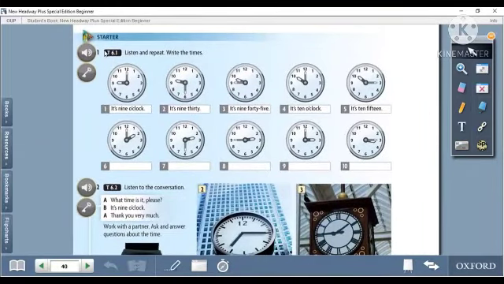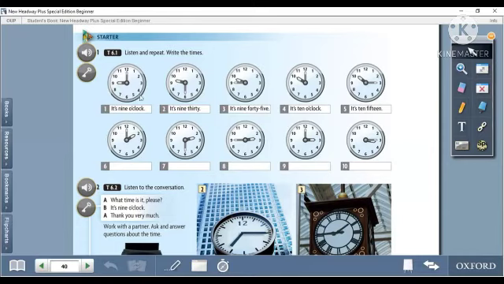First, we have the starter. I want you to listen and repeat, then write the times. Okay, so you see here a clock. This is a clock. Clock اللي هي ساعة الحائط. Okay.